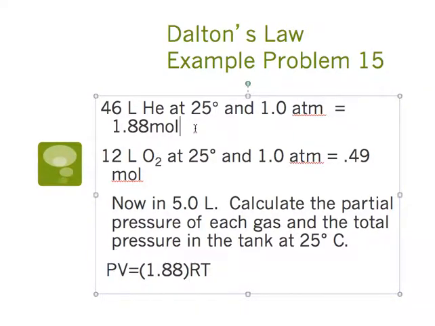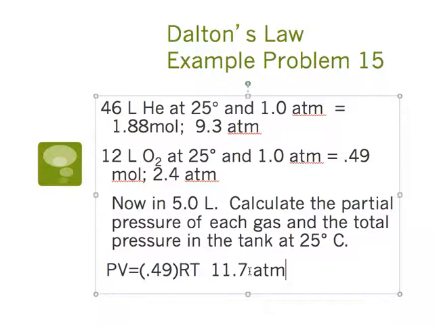And if you do that, this would also be at 5 liters, I would get 9.3 atmospheres. And then if I put in just my moles for oxygen, then I would find out that 2.4 atmospheres of the total pressure belongs to oxygen. To get the total pressure in the tank, I would just add these and get a total of 11.7 atmospheres.